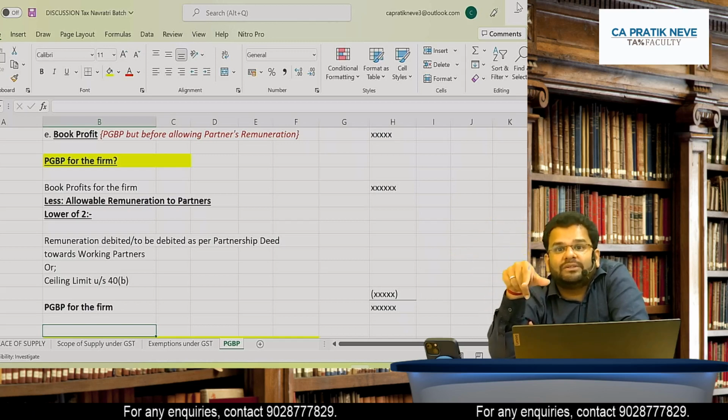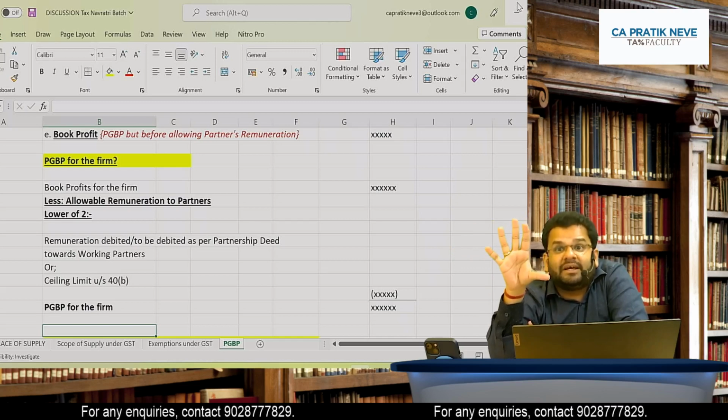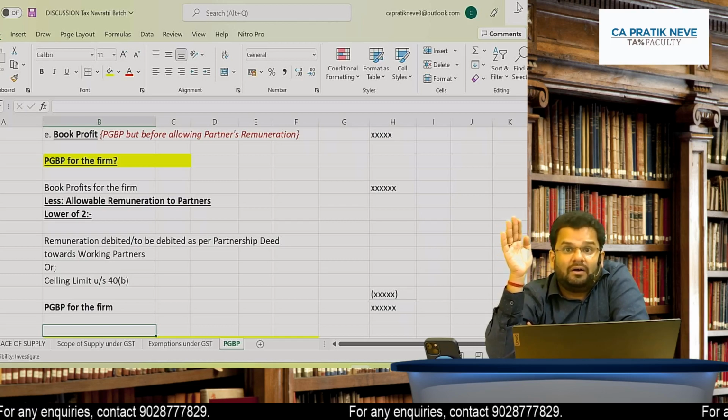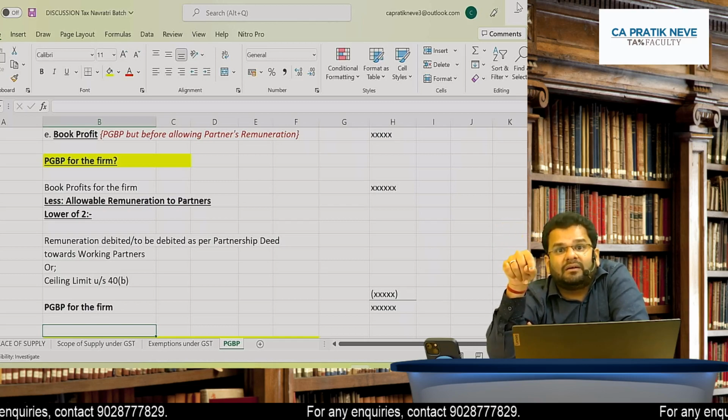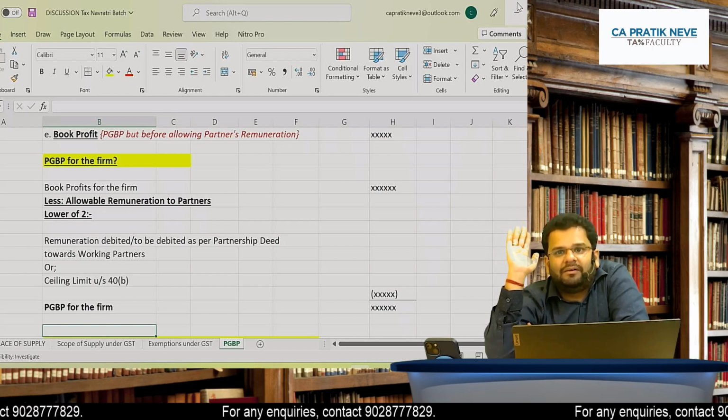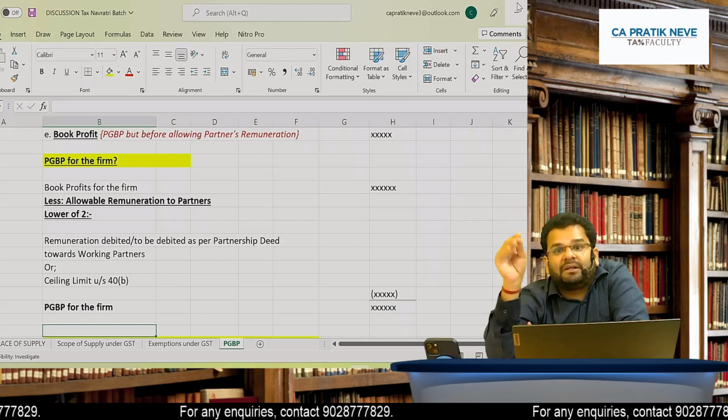One more example for you. Listen carefully. If 5 lakh is my NP before debiting interest on partners' capital at all, and partners' capital is 5 lakh.